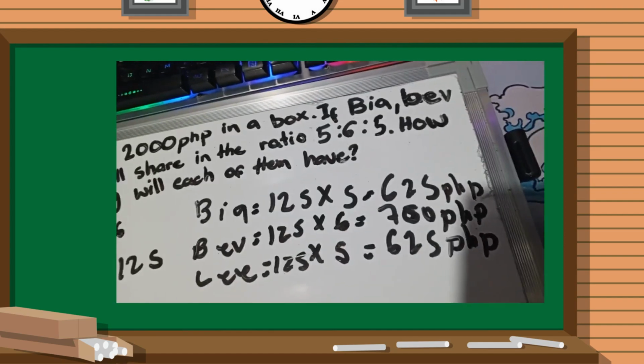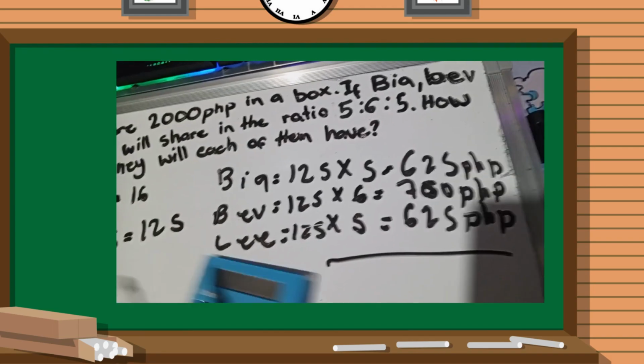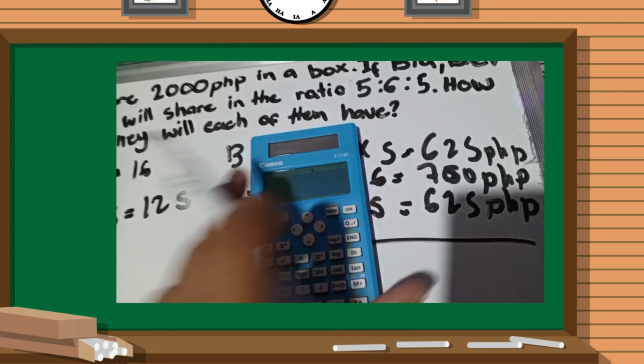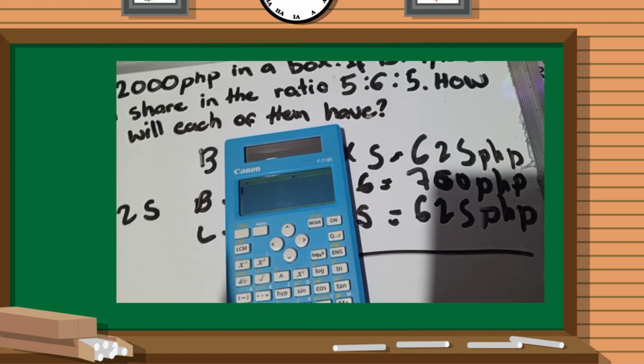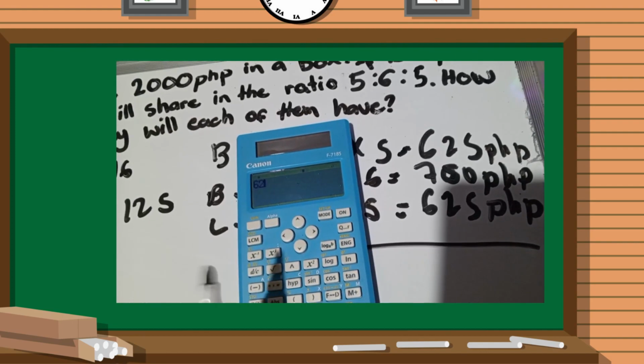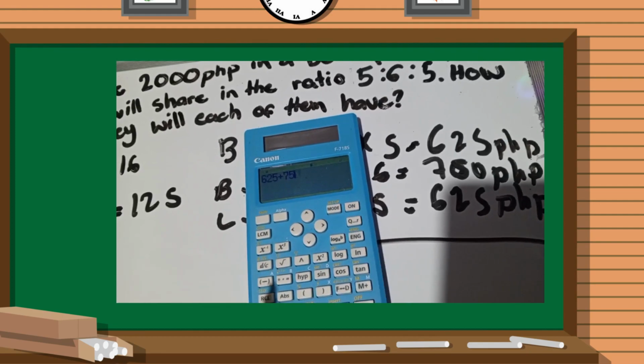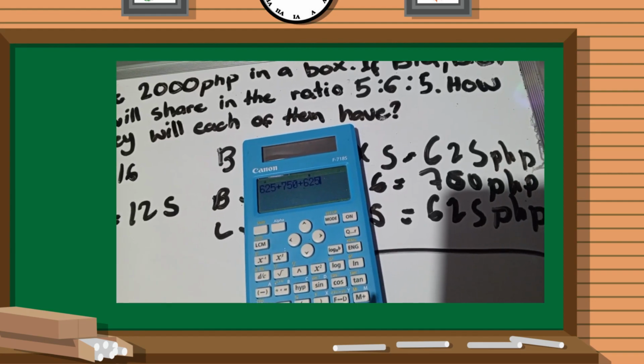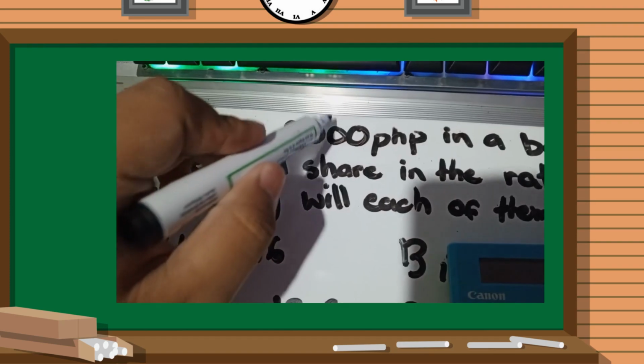Let's first check if we got the right money. So what we're going to do is add the answers. So 625 plus 750 plus 625 is equals to 2,000 pesos, which is our base money.